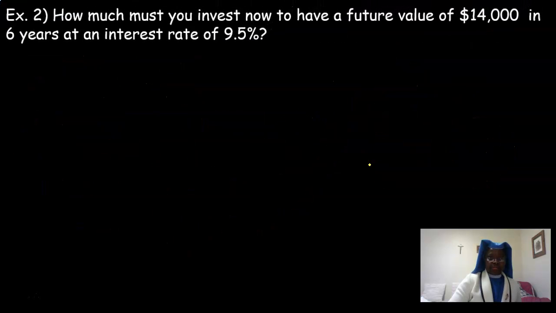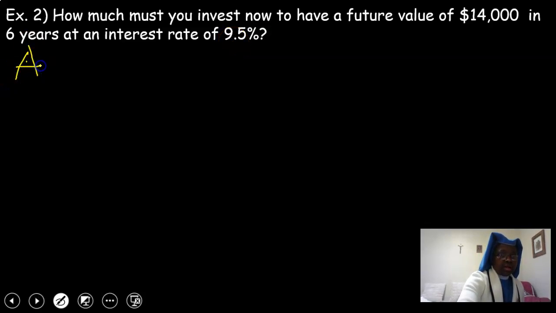Okay, let's try another one. How much must you invest? So you are looking for the initial amount you have to invest to have a total balance of 14,000 in your account in 6 years if the interest rate is 9.5%. Okay, so again, we use the final amount.